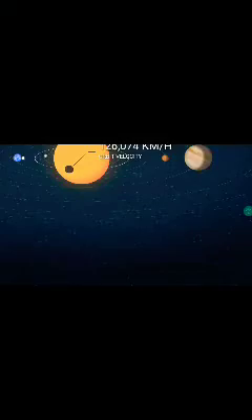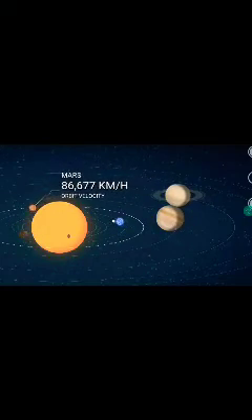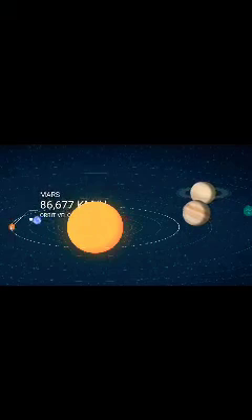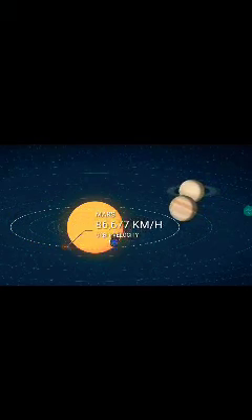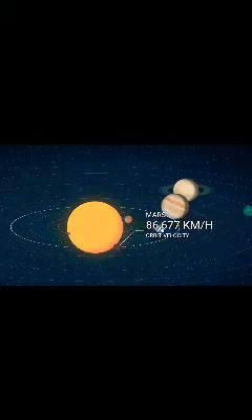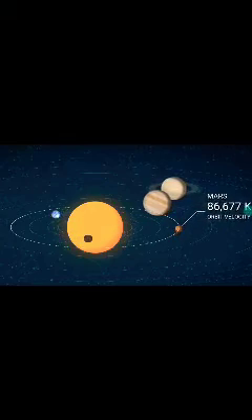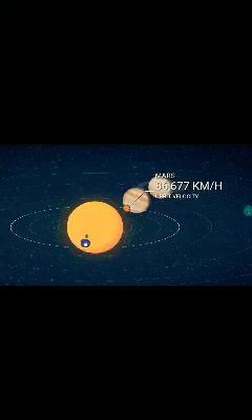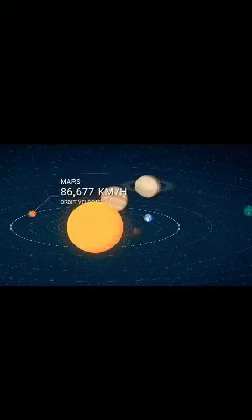So now we have to study about Mars. Here is Mars. It is the fourth planet in the solar system. As the soil on Mars contains iron, its color is reddish, and hence Mars is also called the red planet. And the highest and longest mountain in the solar system, Olympus Mons, is located on Mars.